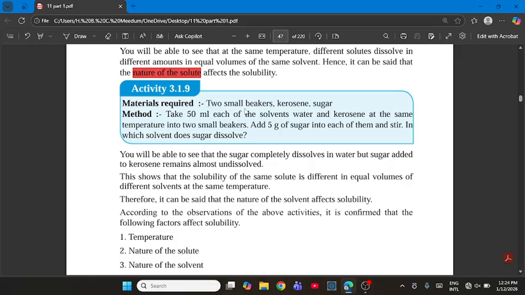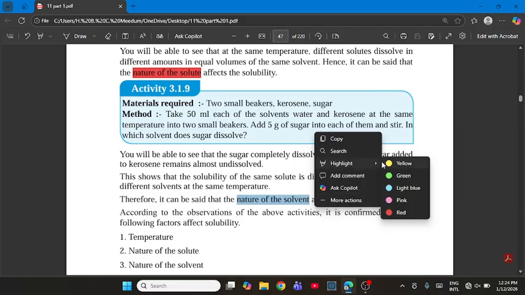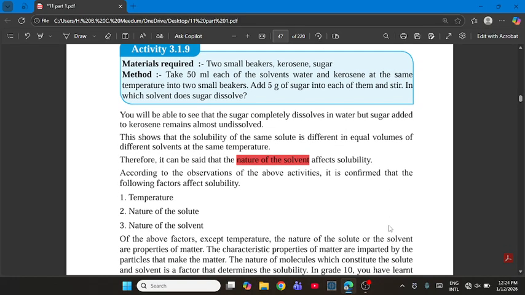Add 5 gram of sugar into each of them and stir. In which solvent does sugar dissolve? You will be able to see that the sugar completely dissolves in water, but sugar added to kerosene remains almost undissolved. This shows that the solubility of the same solute is different in equal volumes of different solvents at the same temperature. Therefore, it can be said that the nature of the solvent affects the solubility. This is the third factor.